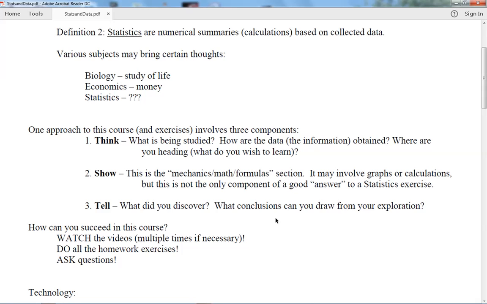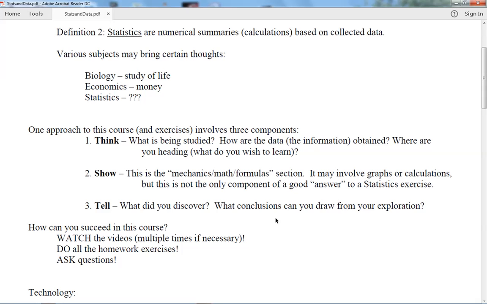3. Tell. What did you discover? What conclusions can you draw from your exploration? How can you succeed in this course? 1. Watch the videos multiple times if necessary. Do all the homework exercises and ask questions. This includes email or the discussion board, studying with others.